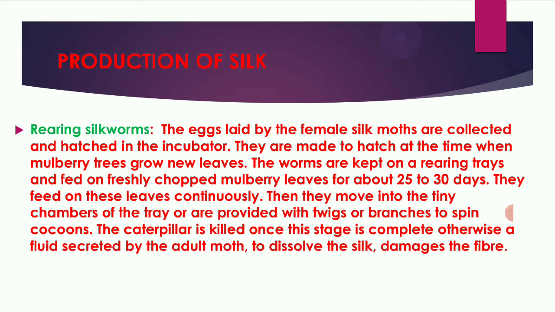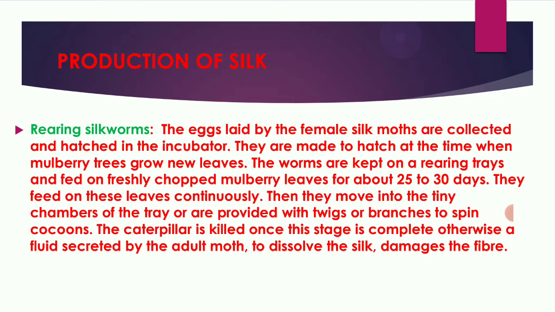Then they move into a tiny chamber of the tray or are provided with twigs or branches to spin cocoons. So the next step is to spin. After eating the mulberry leaves for 20 to 25 days, they move into a tiny chamber tray or they are provided with twigs. Twigs means small branches, to spin cocoons. Twig means sticks.